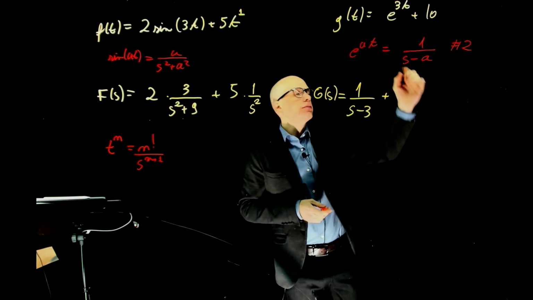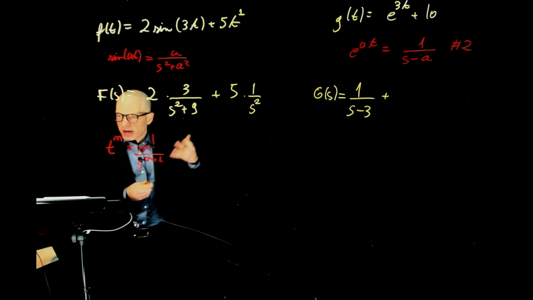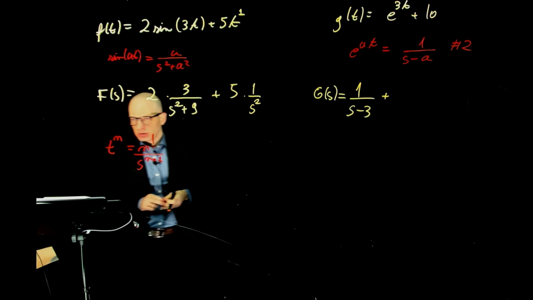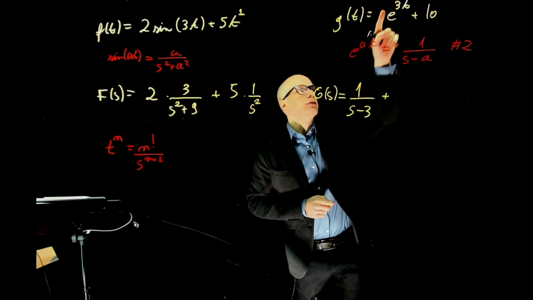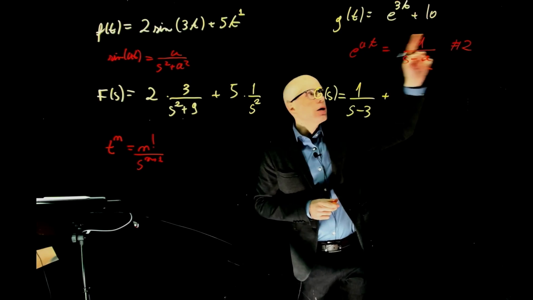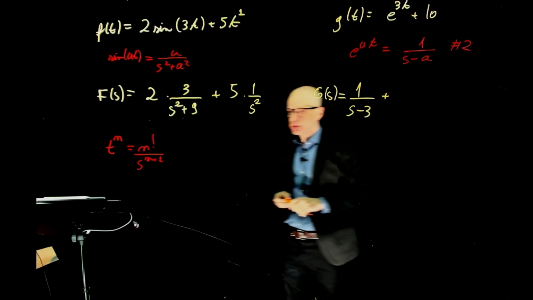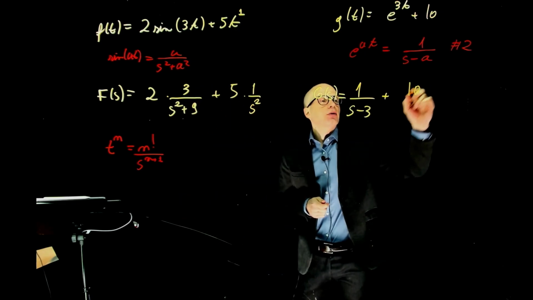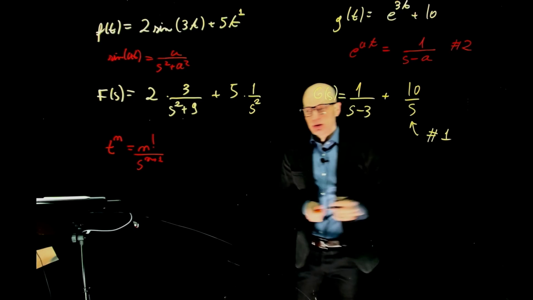Plus 10. Now, 10 by itself is a step function. It doesn't multiply this variable, it's not scaling anything up. This is acting as a forcing term, acting as a step to the system, so that would be number 1, 10 over s. So this comes from number 1.